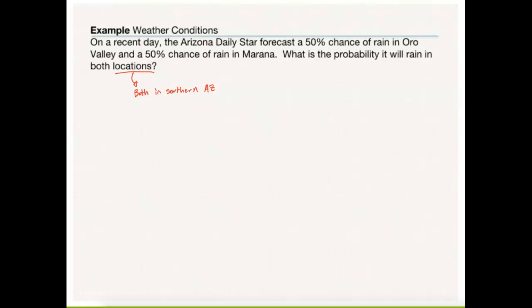But that's important to know for this example. I'm not just telling you that as an interesting anecdote. So we can only multiply probabilities, right? You might want to go, okay, probability that it will rain in Marana and Oro Valley, I'll just multiply them, 0.5 times 0.5. The problem with that is to be able to do that, we have to be able to know that these are independent.